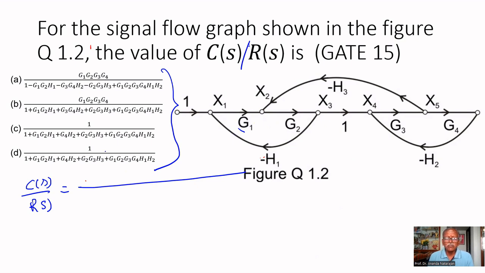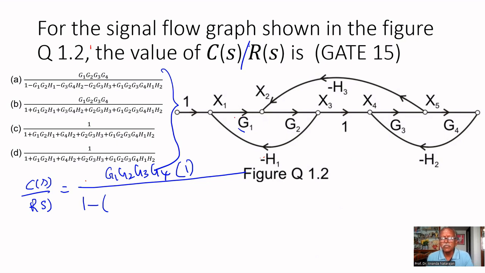The numerator is the forward path gain products. There is only one forward path. That's why the numerator is G1, G2, G3, G4 multiplied by delta 1. Delta 1 is for the graph not touching the forward path. There is no such graph. That's full. Delta is 1 minus the sum of gain products of individual loops.